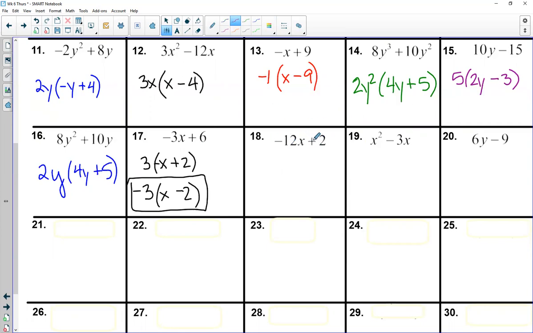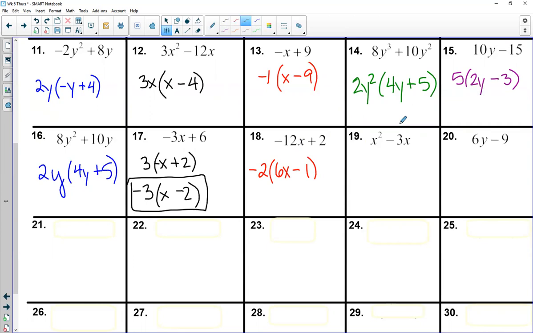Looking at our next one, we're going to have something very similar. Both 12 and 2 share 2. But if I kept the negative out, I would have to have negative 6x. That's not exactly what I'm looking for. So let's pull out a negative 2 instead. So we're going to have 6x minus 1. Negative 2 times 6x gives me negative 12x. Negative 2 times negative 1 will give me positive 2.